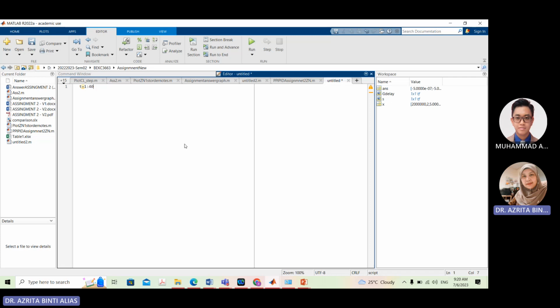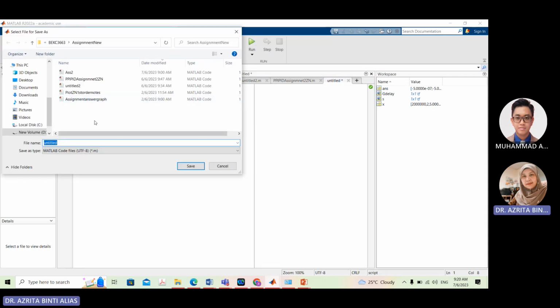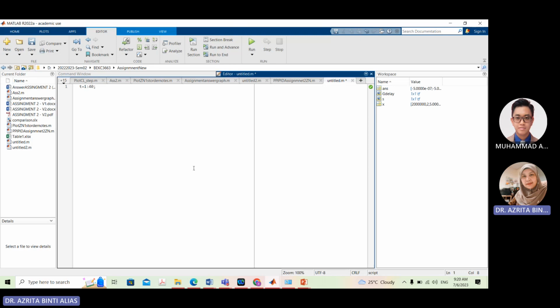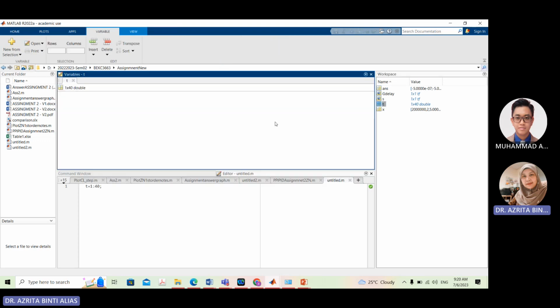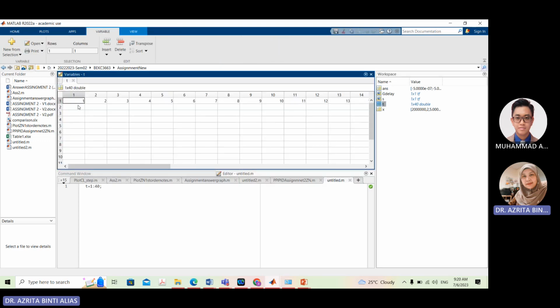So this is our data T. Actually, when you run this file, you can see here at the workspace that they give the data of our T from 1 until 40. So 1, 2, 3 until 40.